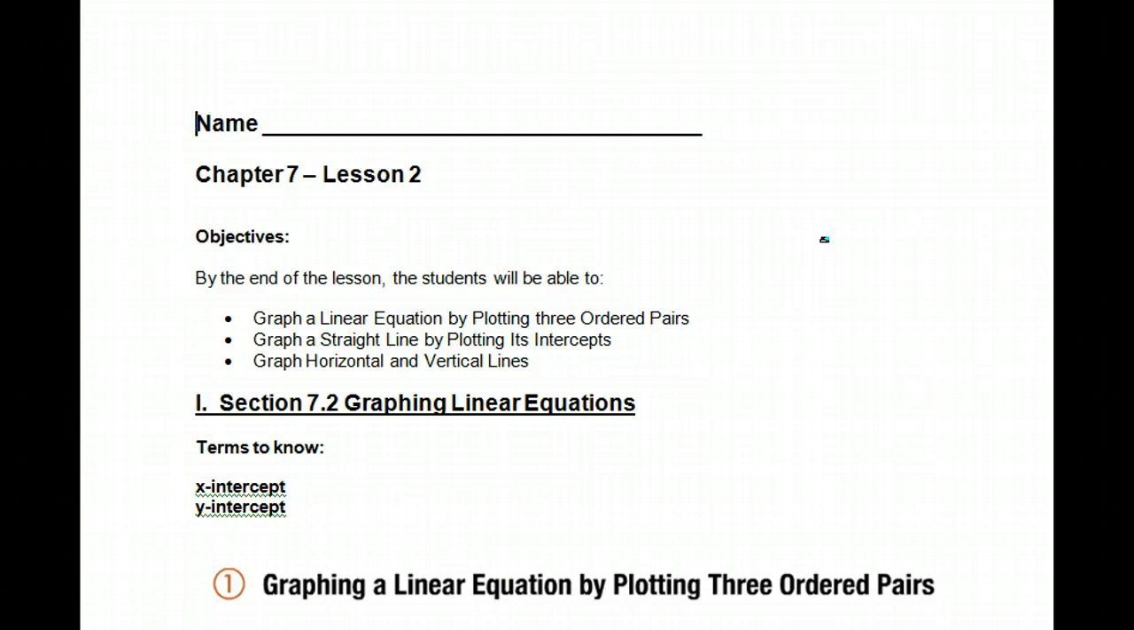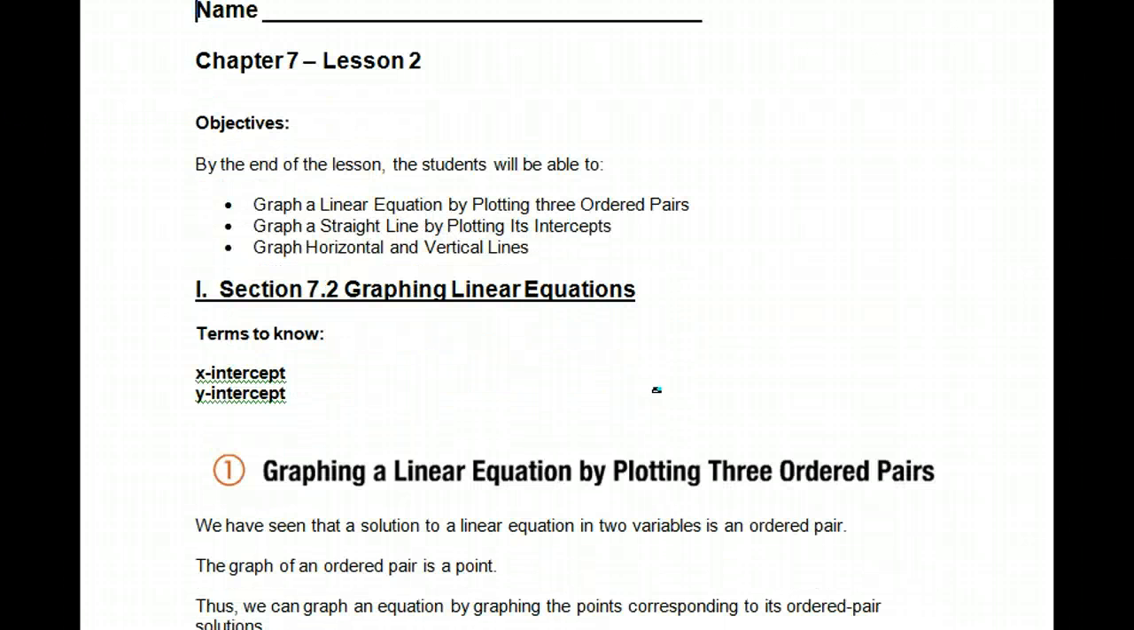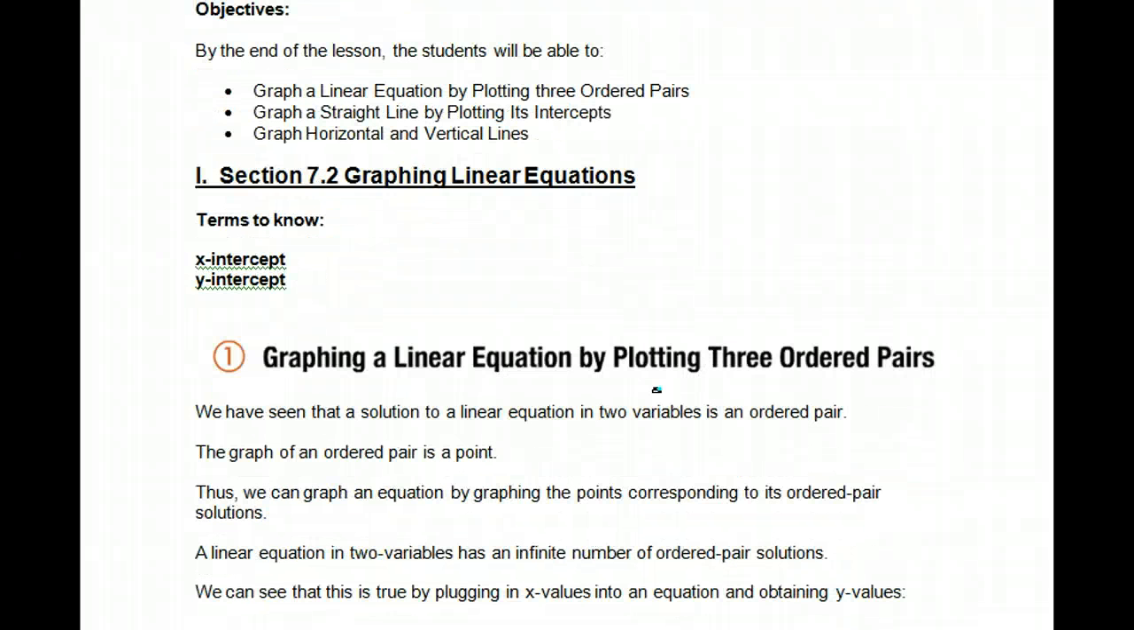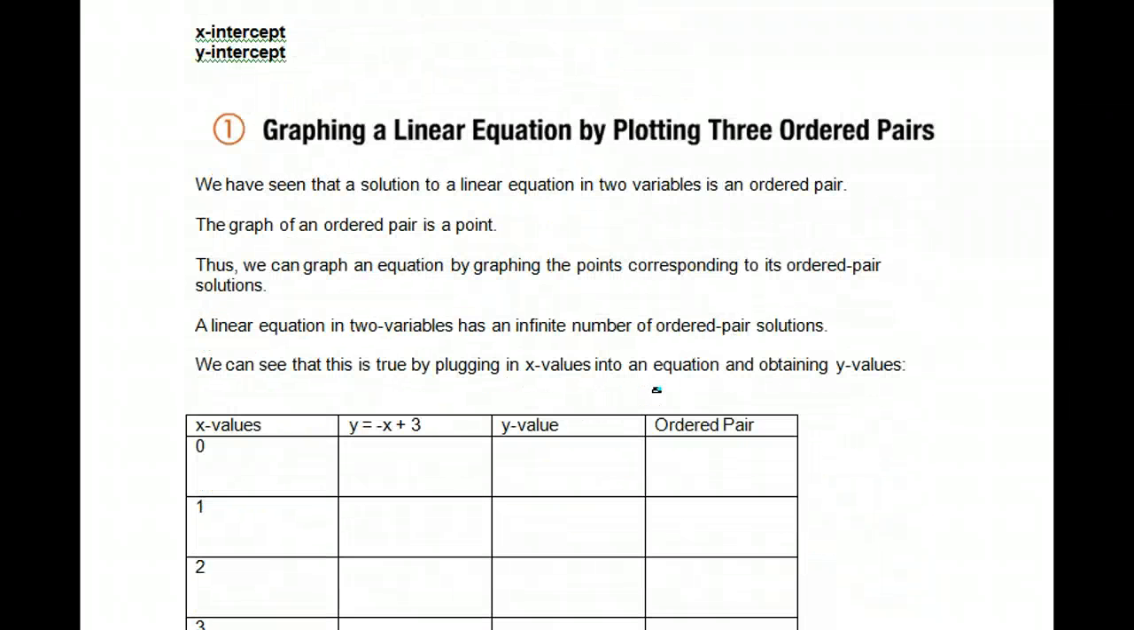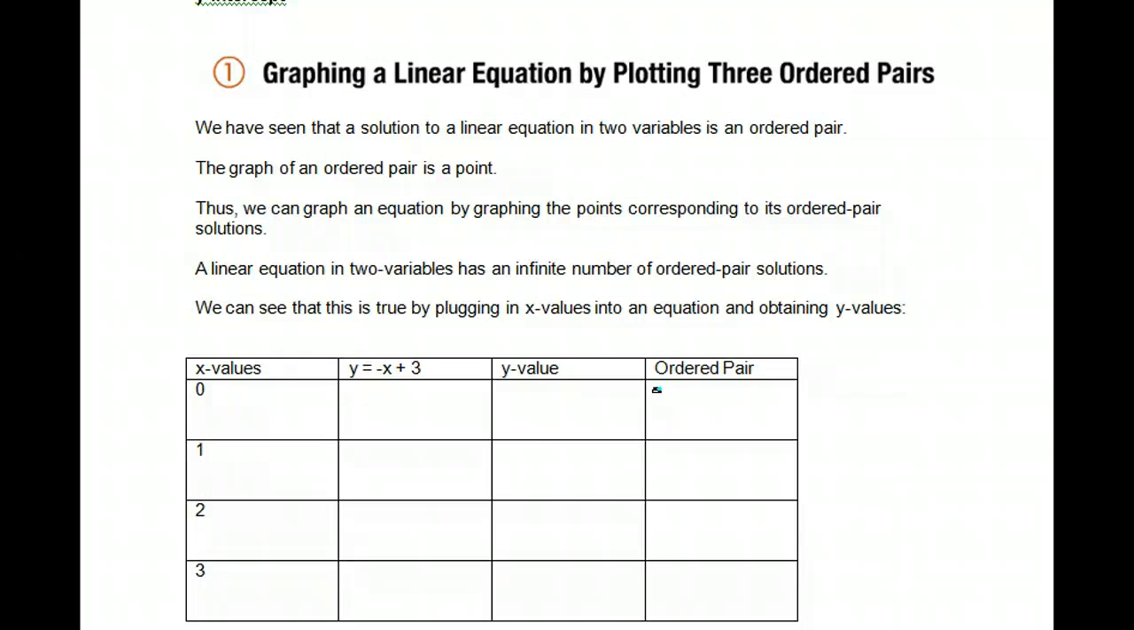In this lesson we are going to learn how to graph a linear equation by plotting three ordered pairs. We're going to graph a straight line by plotting its intercepts, and we're also going to learn how to graph horizontal and vertical lines. There's only two new terms that we need to know for this lesson, and they are x-intercept and y-intercept. The first topic that we're going to start with is graphing a linear equation by plotting at least three ordered pairs.